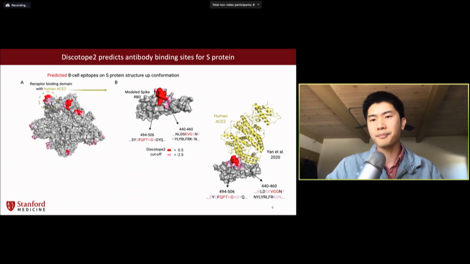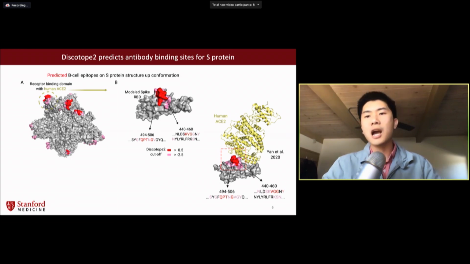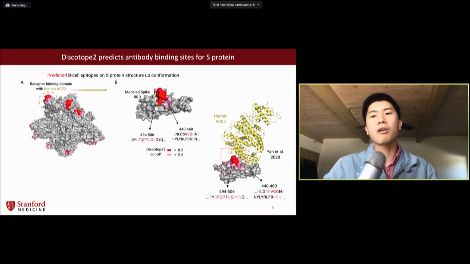same epitopes. Further, this predicted antibody binding site sits between the human ACE2 and spike protein interface. So binding to this site is likely to block viral entry. Last week, researchers in Shanghai validated our prediction using antibody isolated from COVID-19 patients.